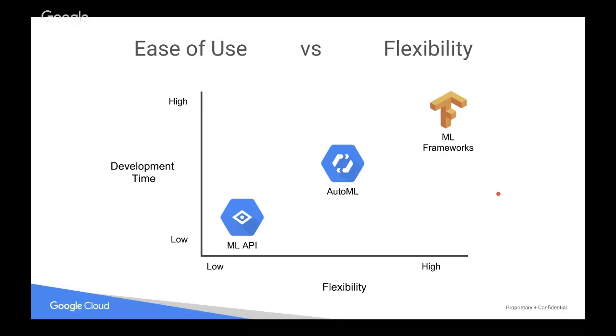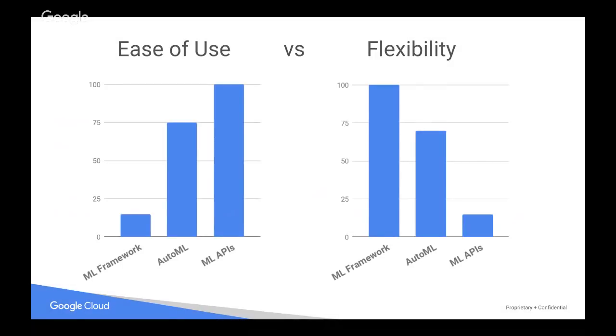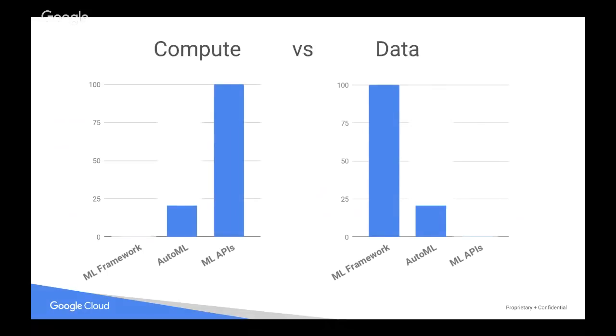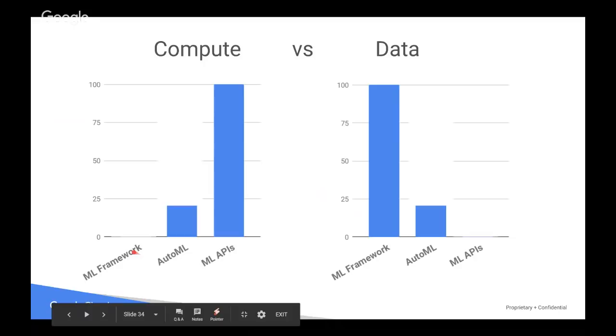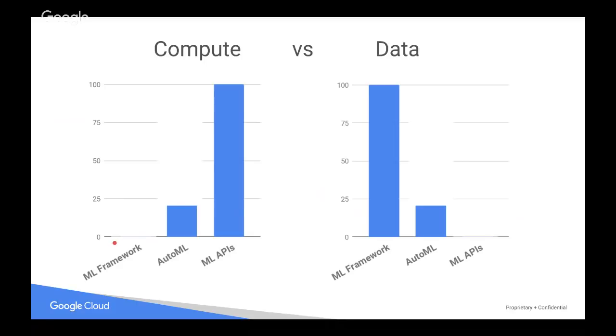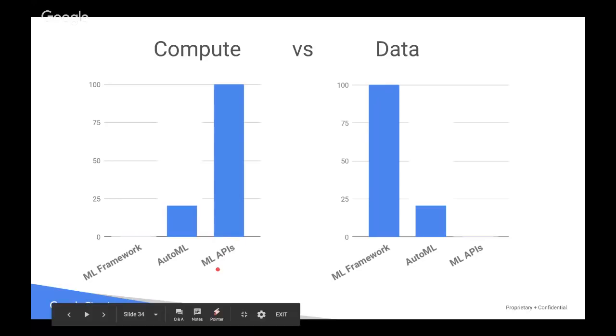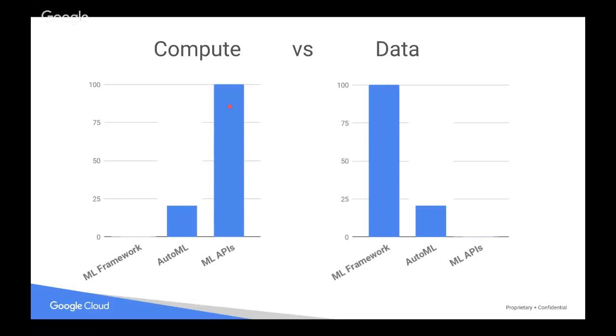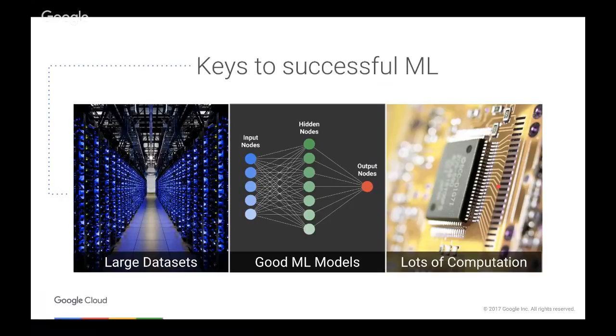In terms of flexibility, TensorFlow is complicated, but it's highly flexible. AutoML sits in between. ML APIs are extremely easy to use, but not that flexible. In terms of ease of use, this is what the previous slide is. Compute requirement, I mean, it's not zero for an ML framework, it's just very low. So it needs less compute because you have the choice to optimize. It needs more data. ML APIs need more compute on the back end though. You don't need to compute, it's done already on the backend side, and you don't need any data.